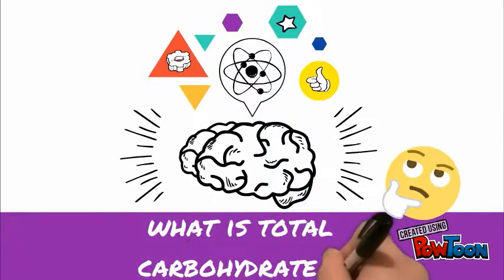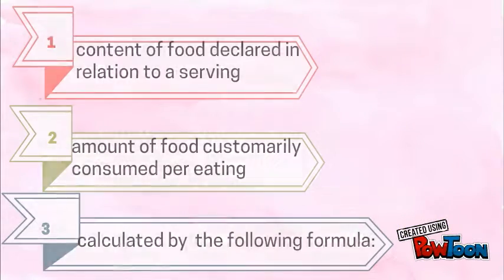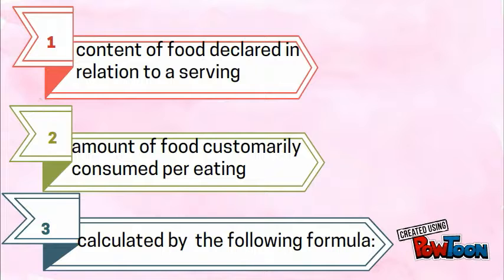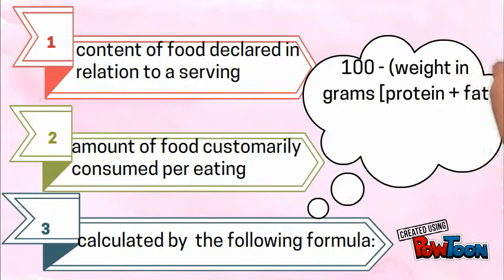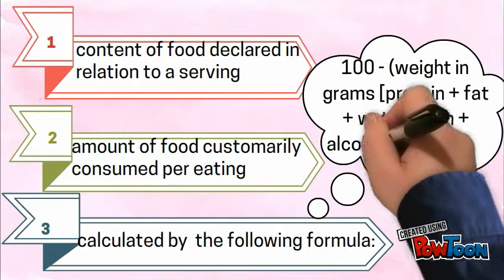What is total carbohydrate? Total carbohydrate is the content of food declared in relationship to a serving. Second, it is the amount of food customarily consumed per eating by a person. Third, it can be calculated by the following formula.